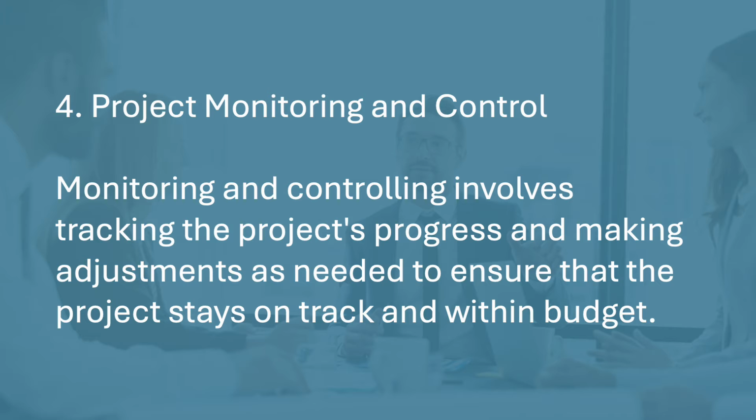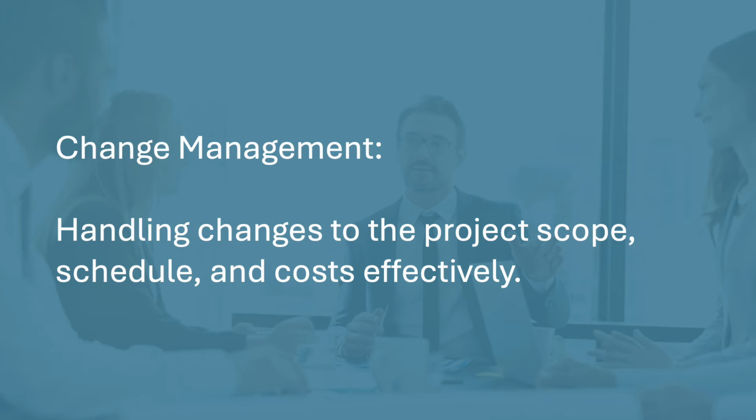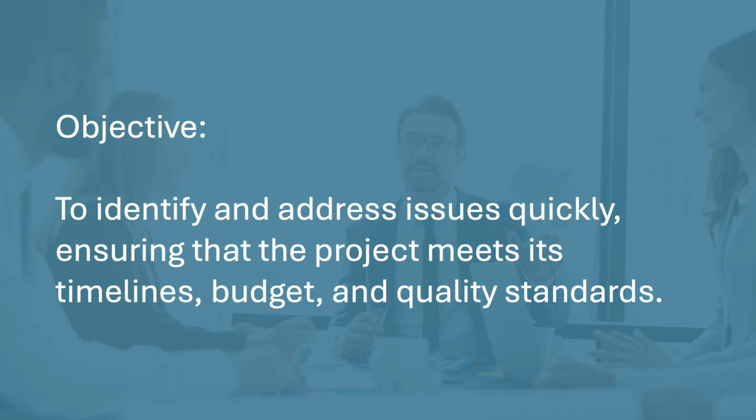4. Project monitoring and control. Monitoring and controlling involves tracking the project's progress and making adjustments as needed to ensure that the project stays on track and within budget. Performance measurement. Using KPIs and metrics to assess the performance of the project. Change management. Handling changes to the project scope, schedule, and costs effectively. Objective. To identify and address issues quickly, ensuring that the project meets its timelines, budget, and quality standards.